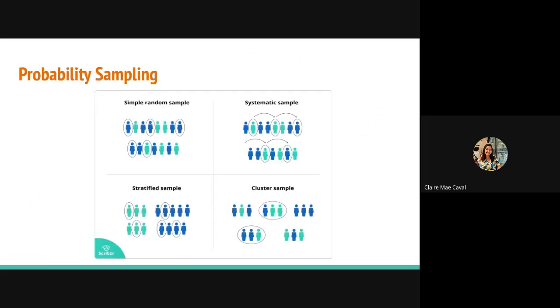So these are the examples of probability sampling. You have simple random sampling, stratified random sampling, systematic, and cluster sampling.